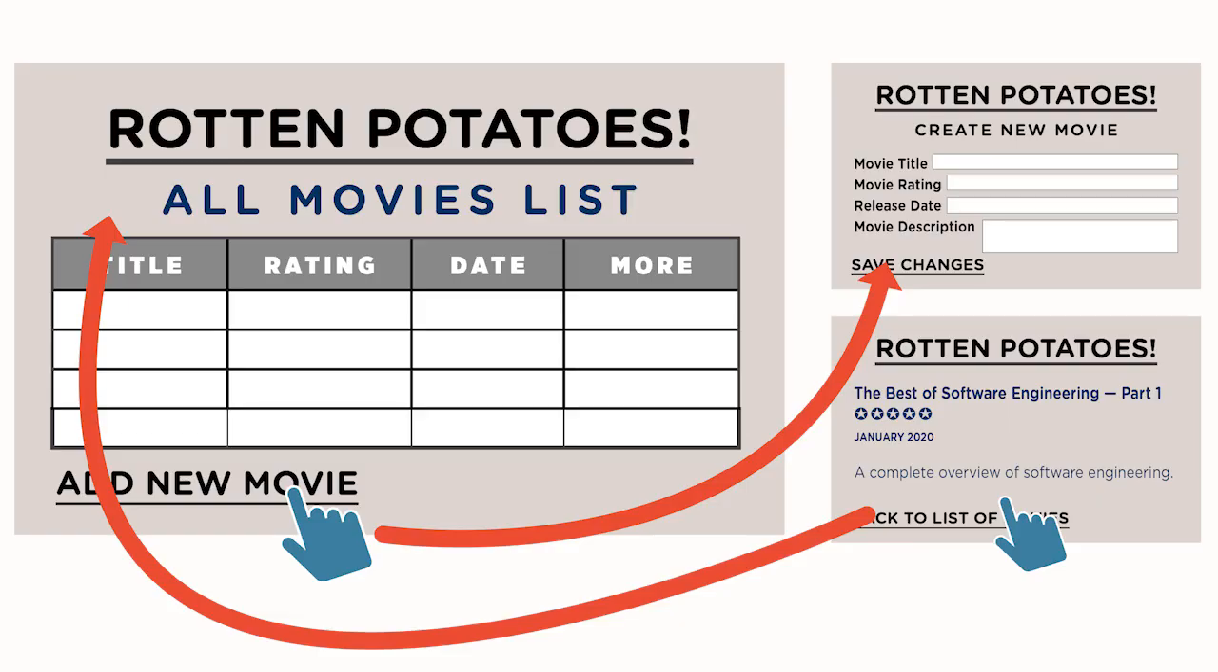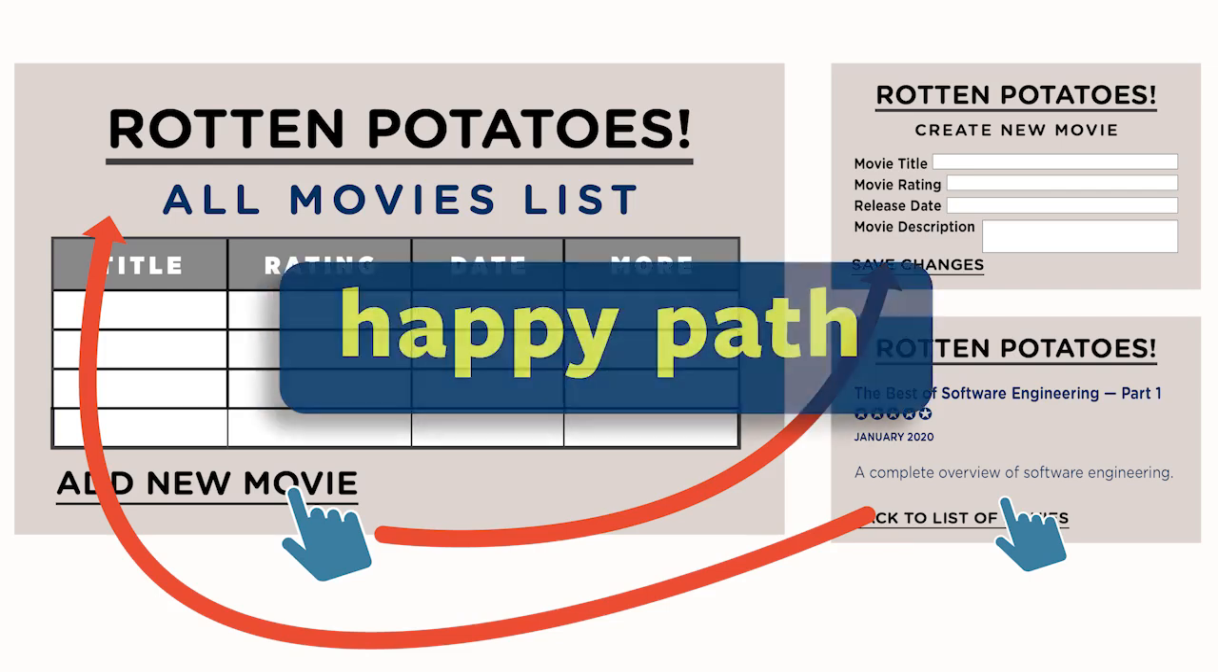But they're not very thorough. The simple scenario we introduced in the previous module's intro video, in which a user added a new movie to Rotten Potatoes, is what we call the happy path. It describes what happens when the app is working correctly and the user does everything exactly as we expect.